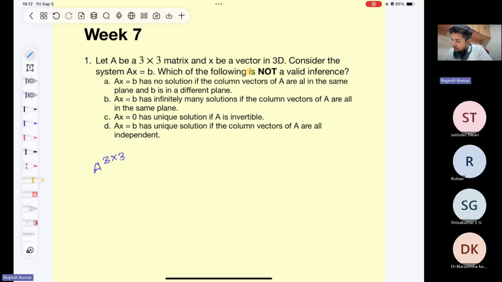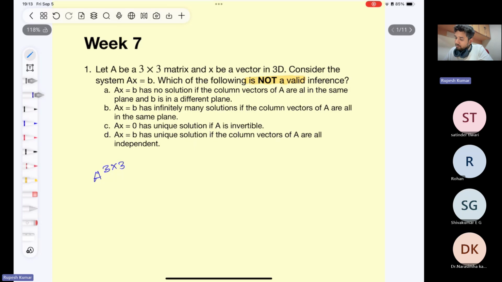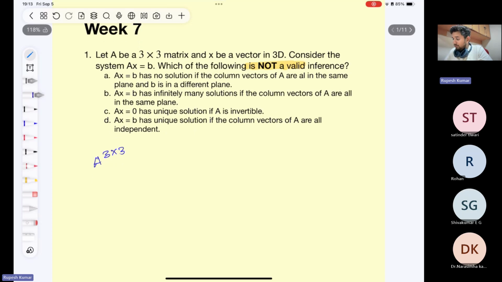Everyone pay attention to this. It is saying not a valid inference. So let's see which are the not valid inferences. AX equals B has no solution if the column vectors of A are all in the same plane and B is in a different plane. So this is a valid conclusion. We already saw that if all the vectors are in the same plane and B is in a different plane, then you get no solution. Does everyone agree with this? This is a valid inference. Am I correct, everyone? If you feel that I am wrong, just tell me. That's the way I will be proceeding from here.